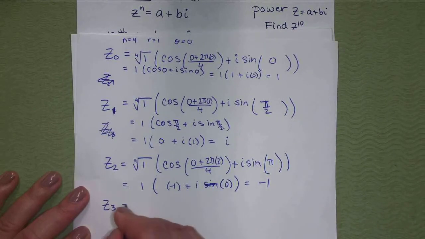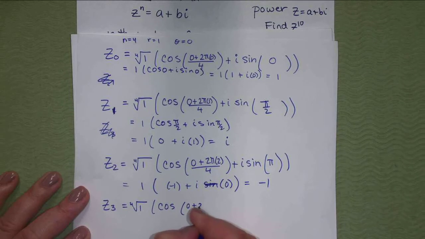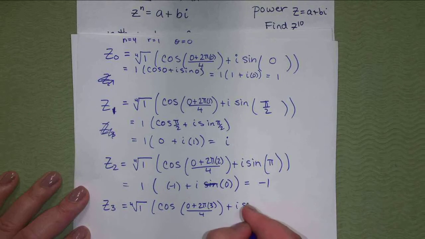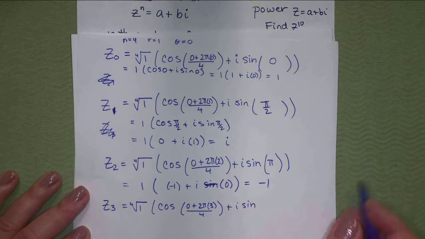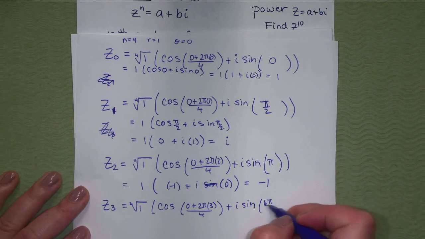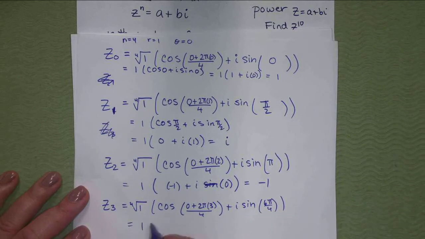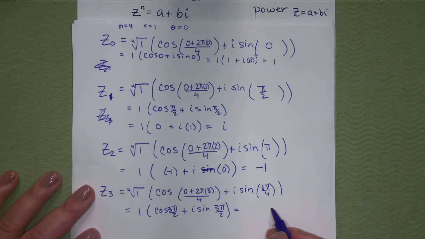z3, the 4th root of 1, cos 0 plus 2 pi times k, which is 3, over 4. So that's 6 pi over 4. So 1 times cos of 3 pi over 2 plus i sine 3 pi over 2. Cos of 3 pi over 2 is 0, plus i times -1.